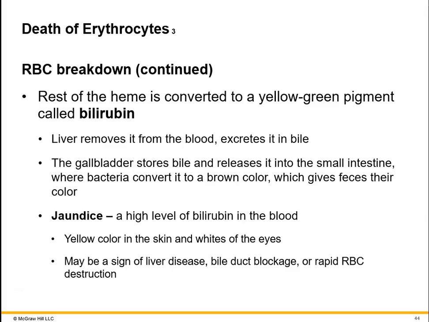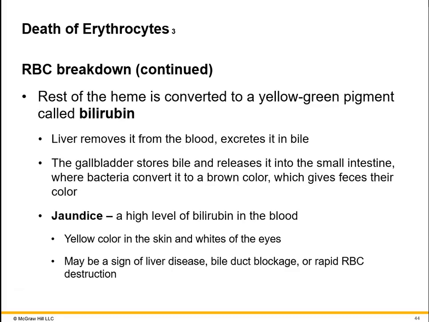As for the rest of the heme, when it gets broken down, it gets converted into a pigment, which we call bilirubin. Now, in healthy individuals, your liver will remove that bilirubin from your blood and excrete it into your bile, which is part of the digestive tract. The bile gets stored in the gallbladder, and as you're digesting food, the bile gets secreted into the small intestine to help digest fats. That also helps give feces its brown color.